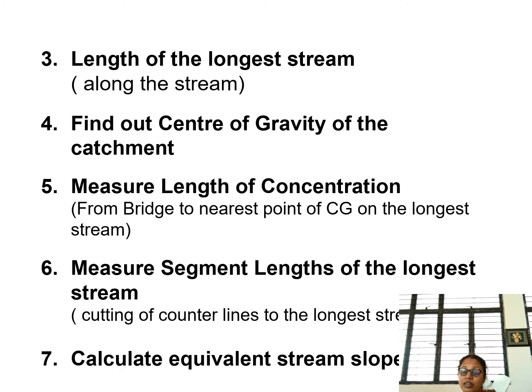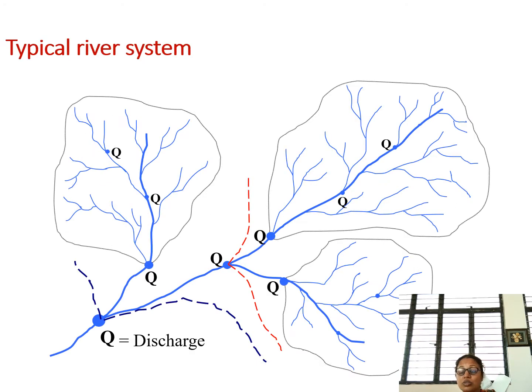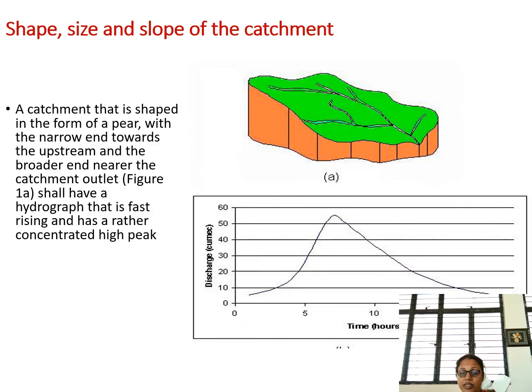We have to find out where the center of gravity of the catchment exists. The length of concentration, the segmental lengths, the equivalent streams, all these things have to be calculated. So we need to first find out the length of the longest stream, and along this length we need to find out the discharge at different points, so that this will be a parameter which can be used in the design of the bridges. Not only that, the flow pattern depends upon the shape, size and slope of the catchment.